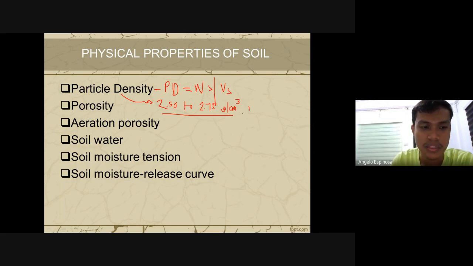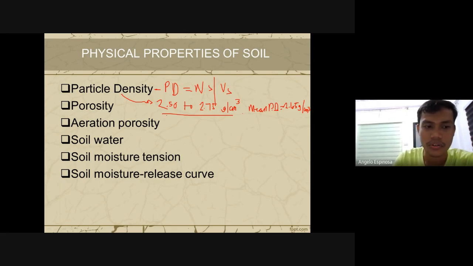Yung mean particle density niya po is 2.65 gram per centimeter cube. So, yan po ang mean ng particle density among this range of 2.50 to 2.75 gram per centimeter cube.